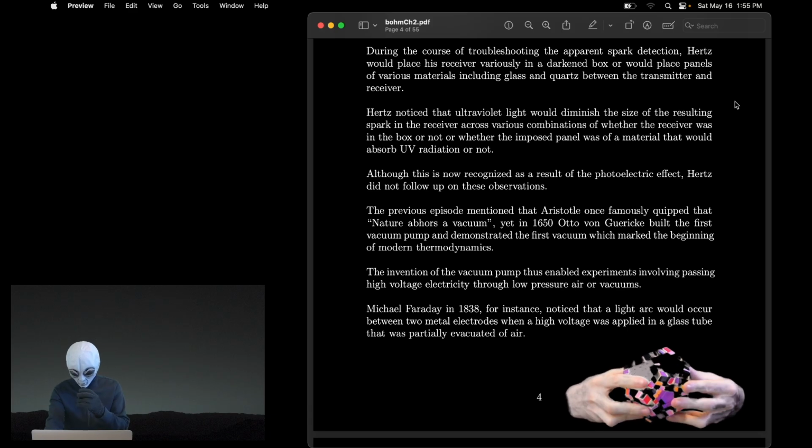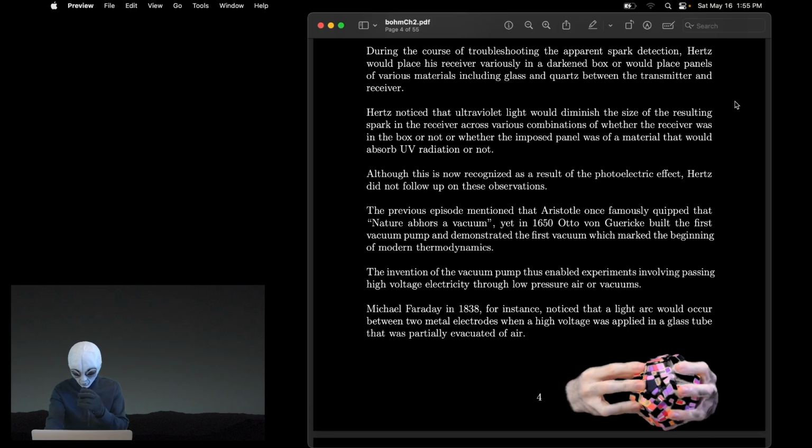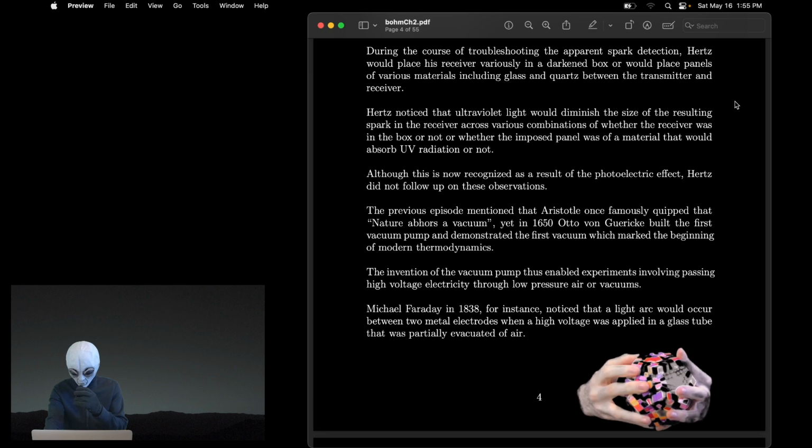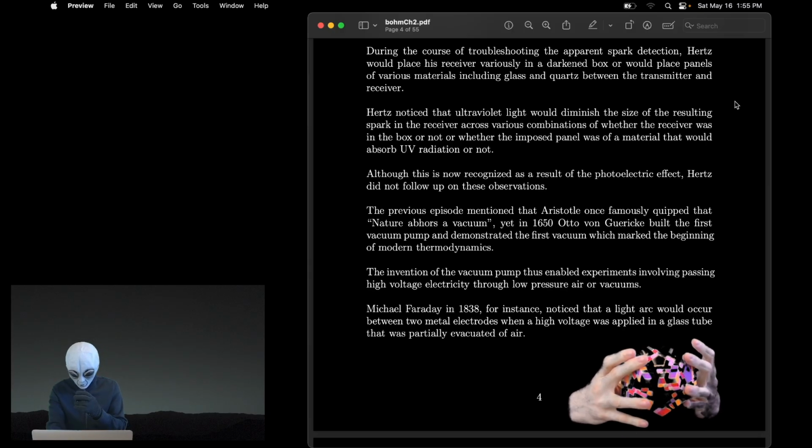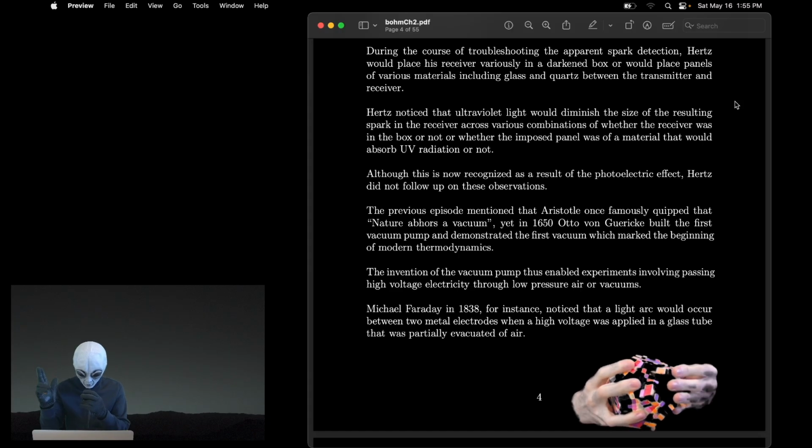Hertz noticed that ultraviolet light would diminish the size of the resulting spark in the receiver across various combinations of whether the receiver was in the box or not, or whether the enclosed panel was of a material that would absorb UV radiation or not. Although this is now recognized as a result of the photoelectric effect, Hertz did not follow up on these observations.